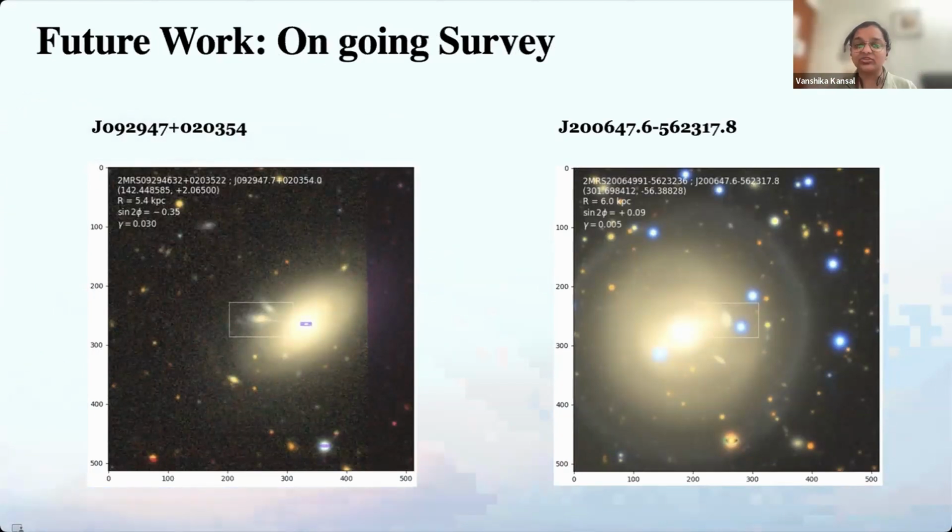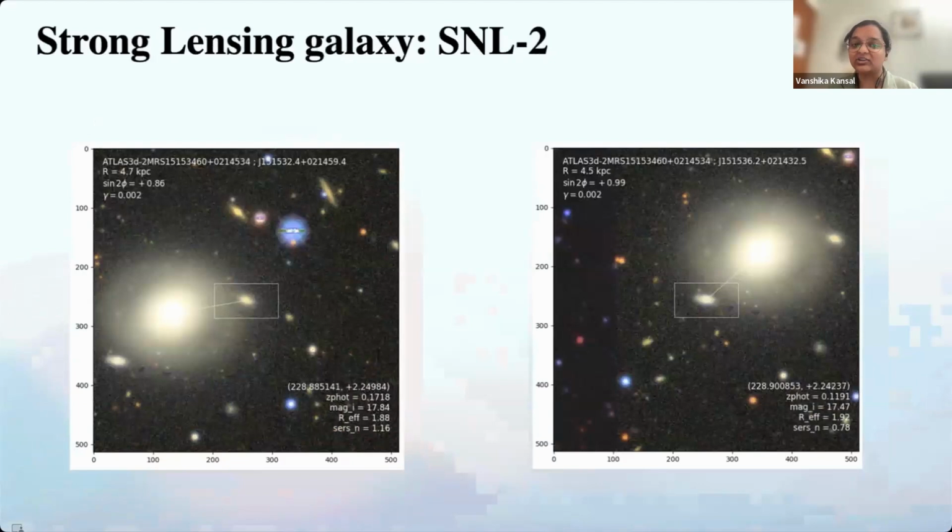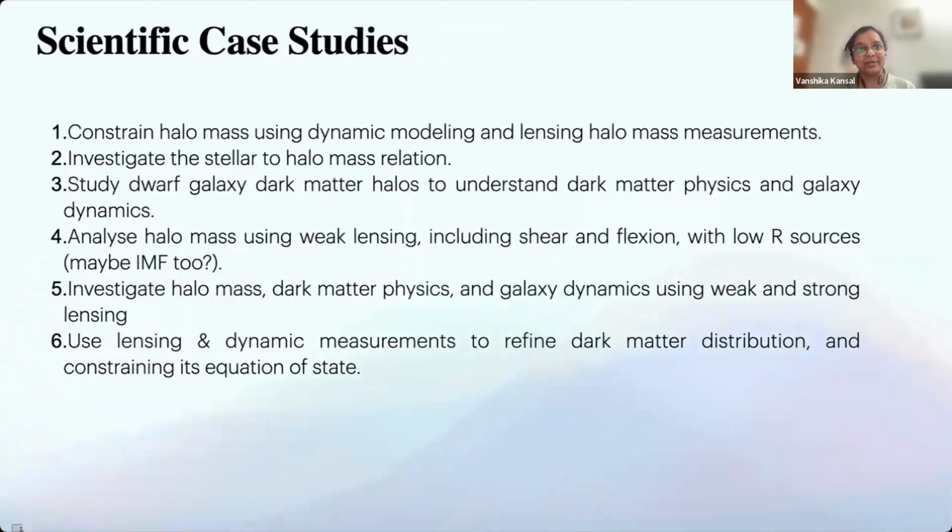And last month I thought, why can't we also use strong lensing to constrain this? So we are also observing our strong lensing galaxies like this. We have this strong lensing from the literature, and we can go for weak lensing for this strong lensing galaxy. Now, in my mind, I can see that we can have these science cases.